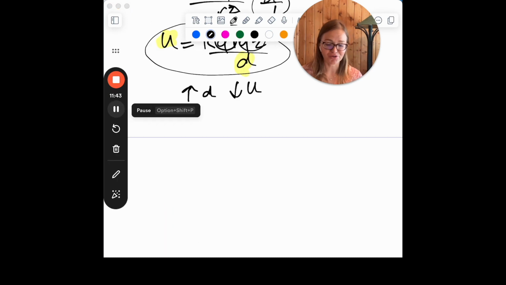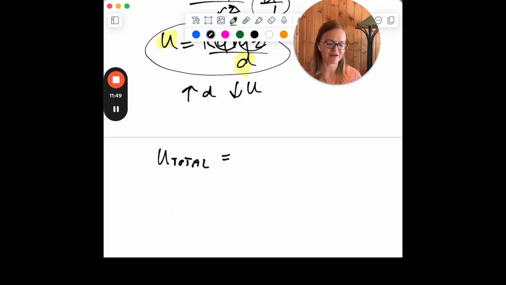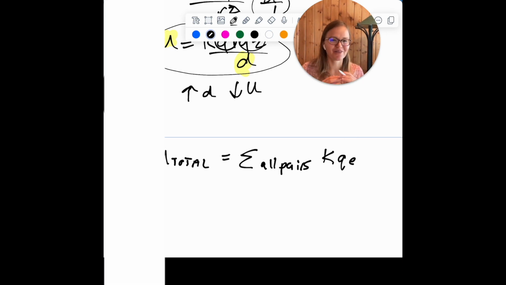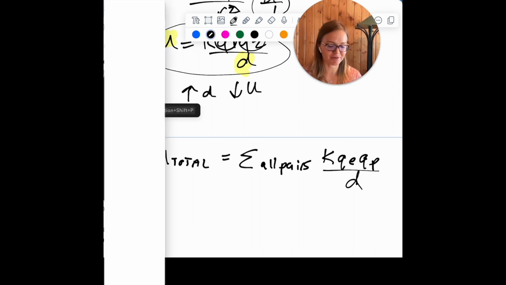In other words, our U total here, you could think of as being the sum. Remember that symbol just represents the sum of all of our pairs of electrons and positive ions. So we'd have our K, our Q, I'll do QE for the charge of our electrons, QP for the charge of our positive ions, divided by D. And of course, that D is the distance between our electrons and our positive ions.